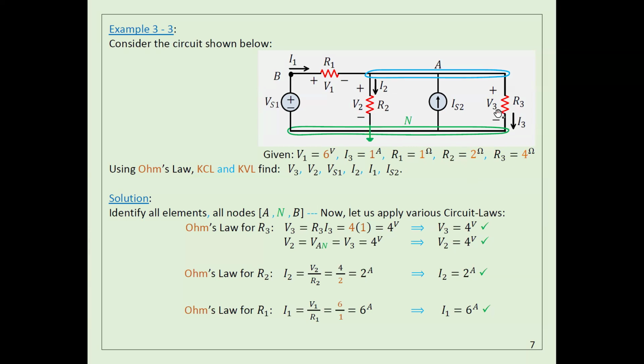Now I want to get everything else. I want to get this. Is I1 given to me? No. So I need to get I1. Is the voltage here given to me? No, this voltage is not given to you. So I want to get it. So I want to get the voltage across all elements and also the current across all elements.